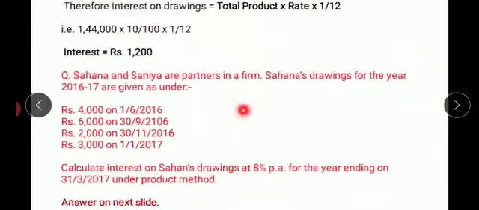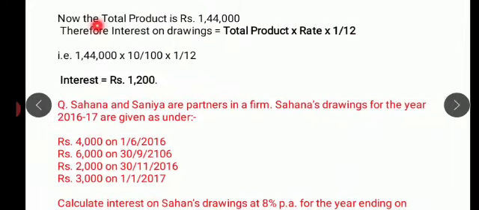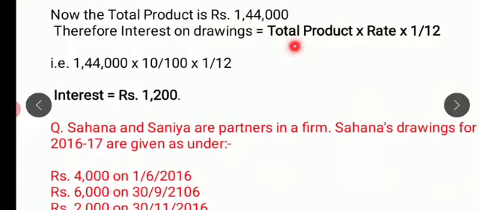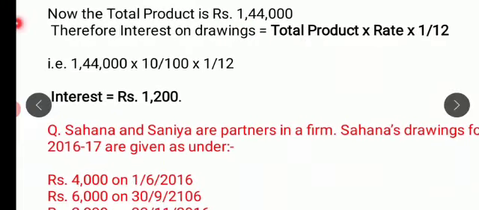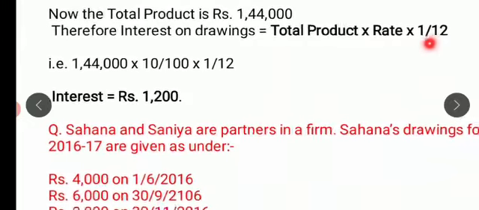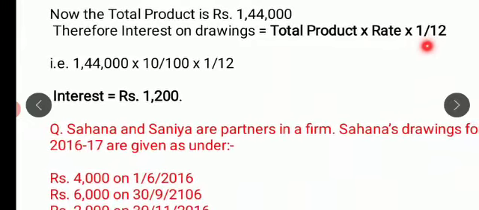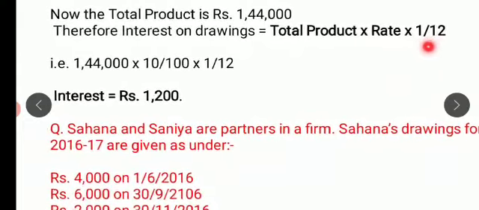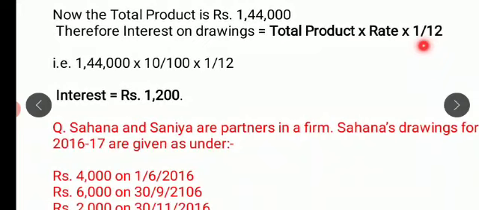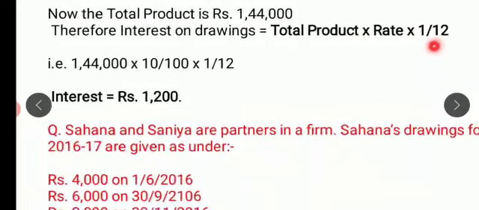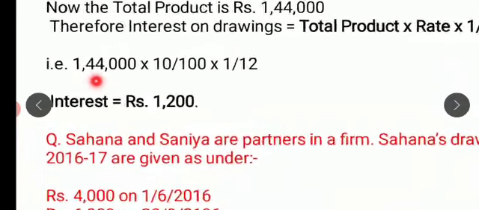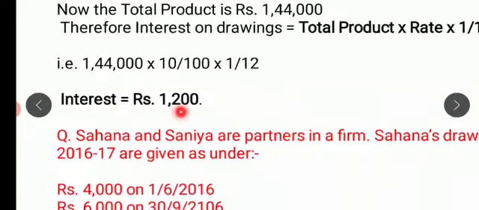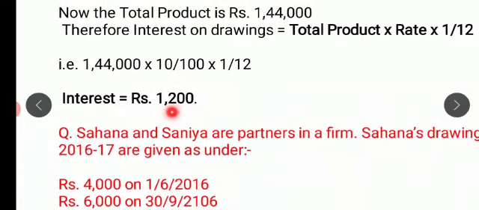So I have the interest. Now my total product is 1,44,000. So what is my interest? Total product into rate into 1/12. This 1/12 is common for all. It is assumed that 1,44,000 is withdrawn only for 1 month in a year. That's why your time period will always be 1/12. So 1,44,000 into 10 upon 100 into 1/12 gives me how much? It will give me 1,200.